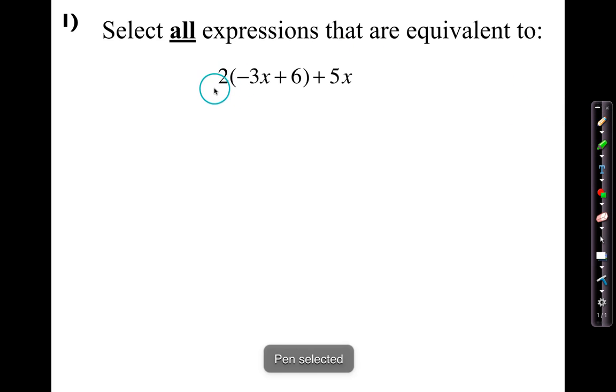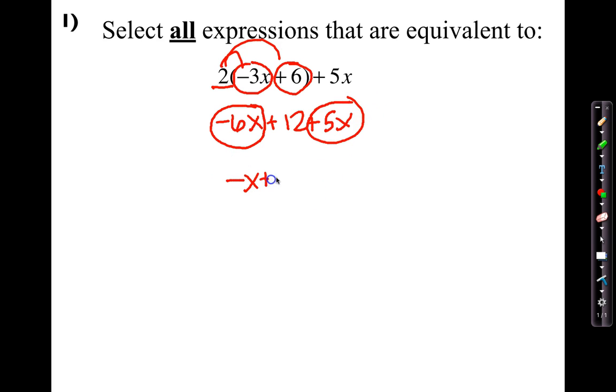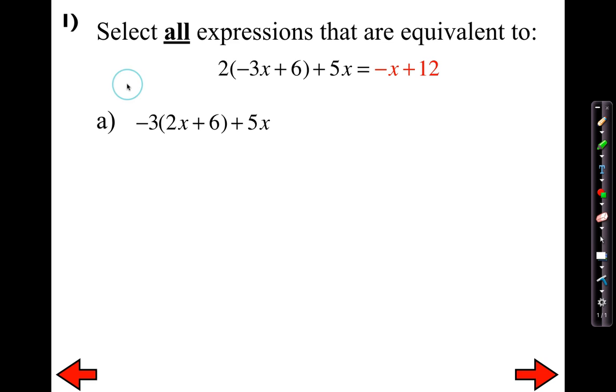I'm going to go ahead and understand I'm distributing a 2 to a negative 3x and a positive 6. So it's going to be negative 6x plus 12, bring down the plus 5x. I'm going to go ahead and combine a negative 6x with a positive 5x, leaving me with negative x plus 12. So what I'm looking for with the other expressions is to see if they simplify to negative x plus 12. So with the very first expression, I'm going to go ahead and simplify it to see if it does give me negative x plus 12.